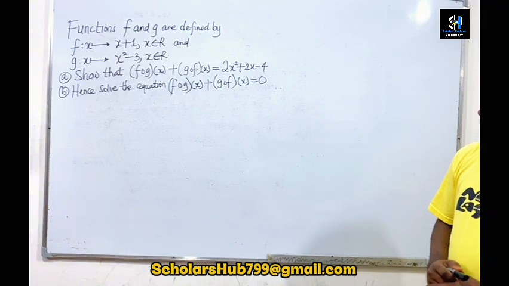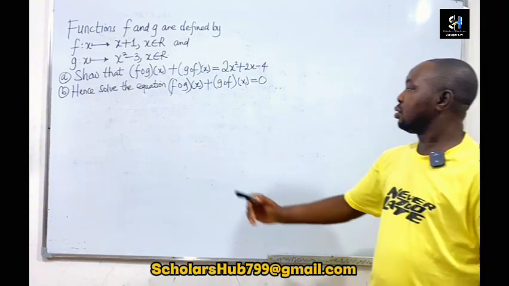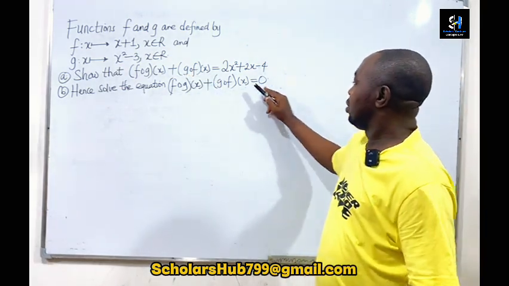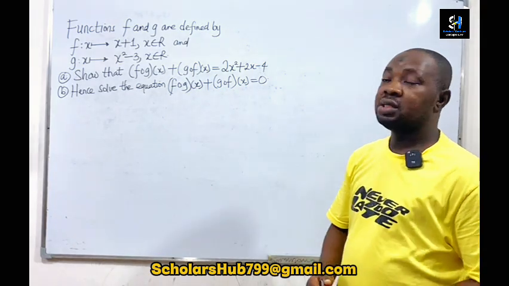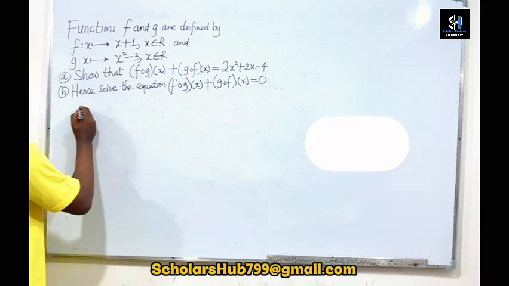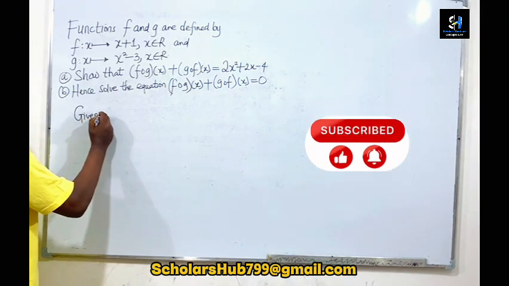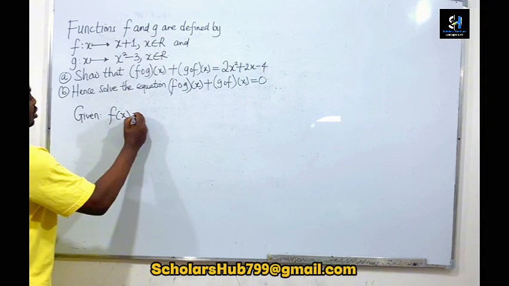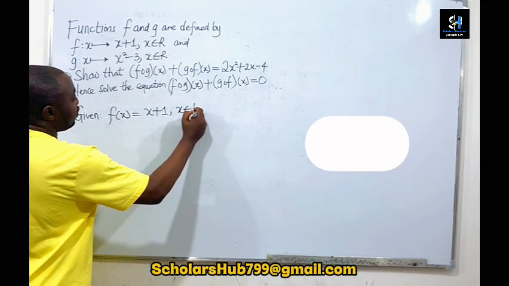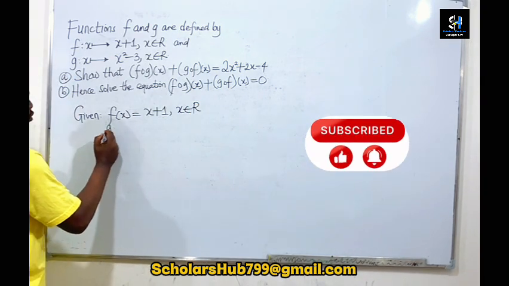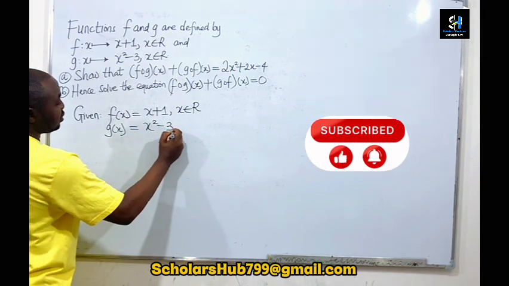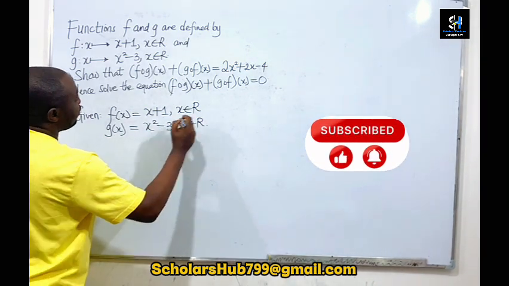And the second question is, hence solve the equation, the sum of the two composite functions, when it is equal to 0. What are the two possible values of x? All right, let's find out. So we are given f of x equals x plus 1, defined for all real values of x, and also we are given g of x equals x squared minus 3, defined for all real values of x.